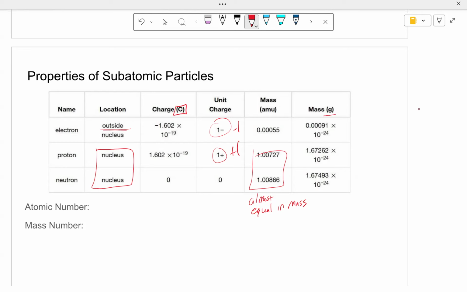Now, there are some important numbers that you need to be able to identify for pretty much any atom that you find on the periodic table. First of all, the atomic number. This is always the number of protons. And this is important because this identifies the element.